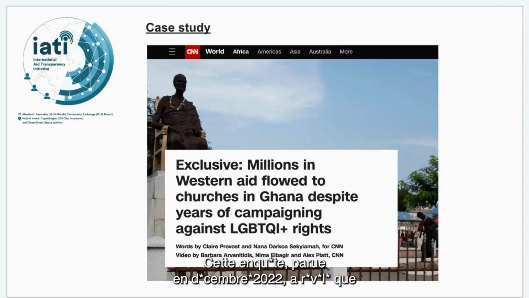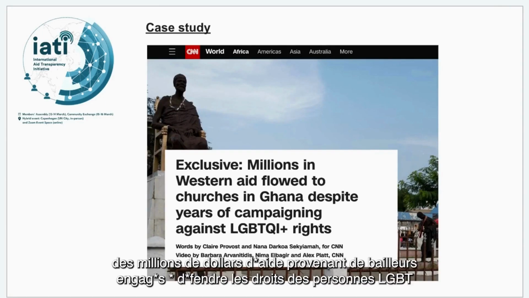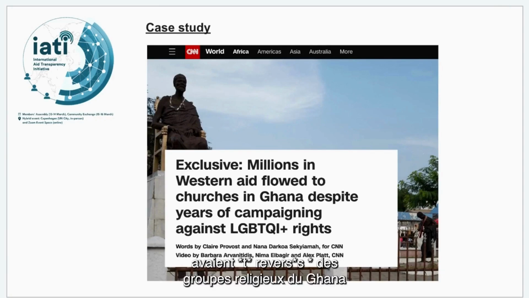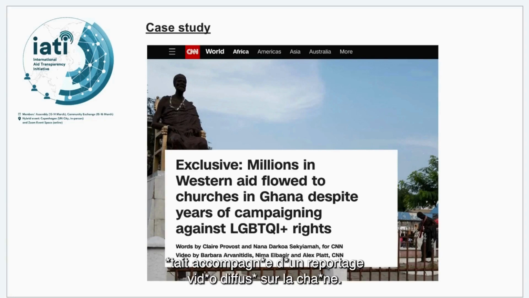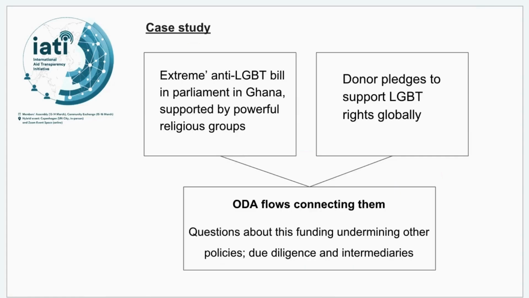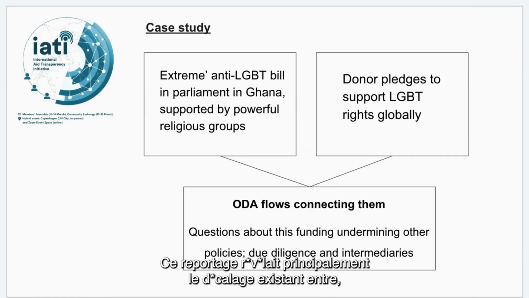So this story, published in December 2022, revealed how millions in aid from donors that had pledged to support LGBT rights went to projects of religious groups in Ghana campaigning for a new anti-LGBT bill. It was co-authored by myself and Nana Darkoa Sekiyama in Ghana, and accompanied by a TV package on an episode of the Amanpour program. Now, this story was fundamentally about a mismatch between, on one side, fierce opposition to LGBT rights, and on the other, strong public commitments to support those rights.